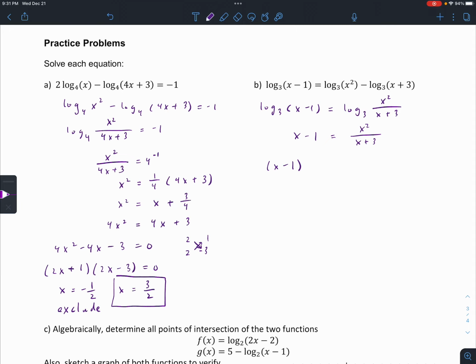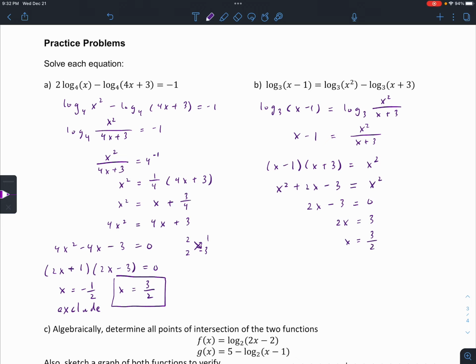Multiply both sides by x plus 3. And then on the right side we have x squared. Expand, it's going to be x squared plus 2x minus 3 equals x squared. And this is ultimately going to end up becoming 2x minus 3 equals 0, if we move the x squared to the left or right. And then we end up with 2x equals 3, so x is going to equal 3 over 2.